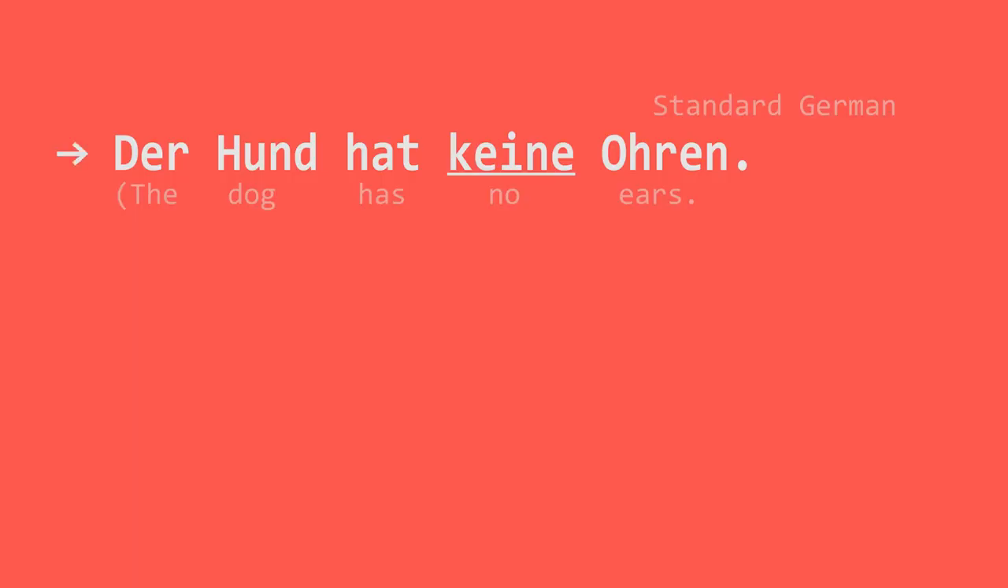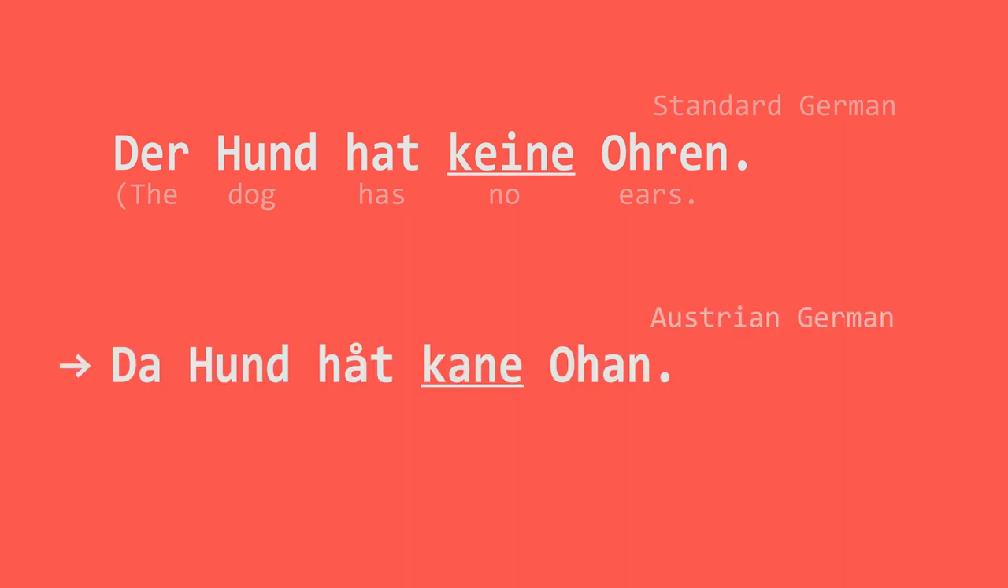Okay. The second sentence is, der Hund hat keine Ohren. In the Austrian dialect you would say, der Hund hat keine Ohren. So you see, keine is pronounced like kane, because Ohren is the plural noun for ears, okay?